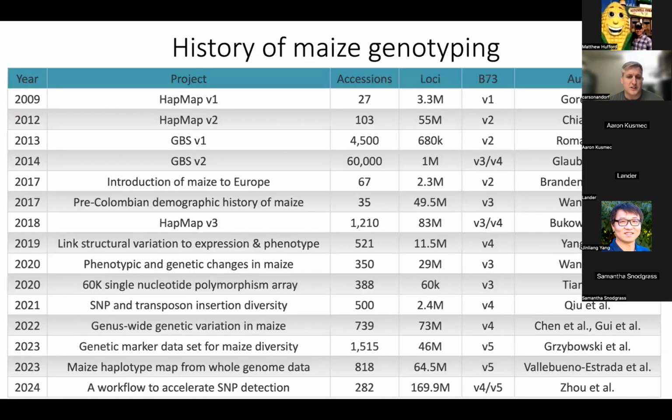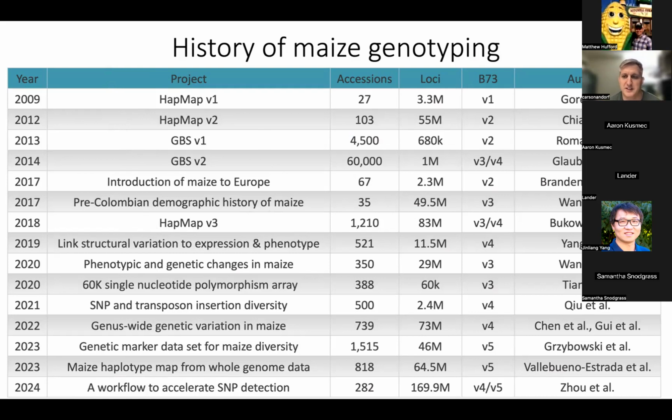But the reference genomes, even if we have 104 of them, don't always tell the complete story. Maize is a very diverse species. There's tens of thousands of public maize accessions out there. There's even more probably in the private companies. So I just did a quick history of maize genotyping or resequencing.